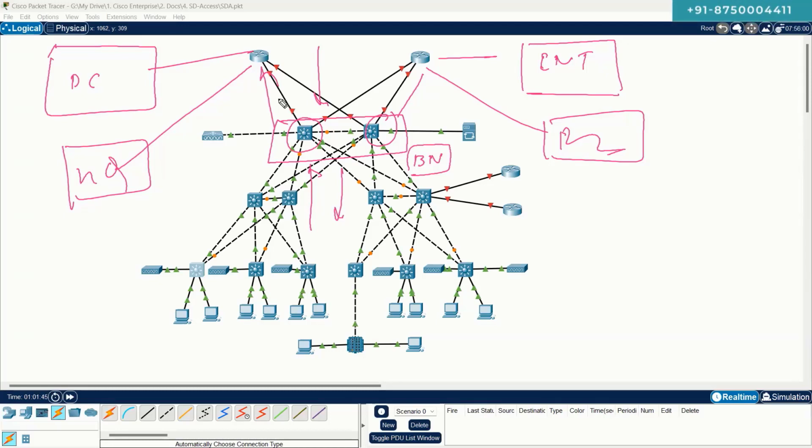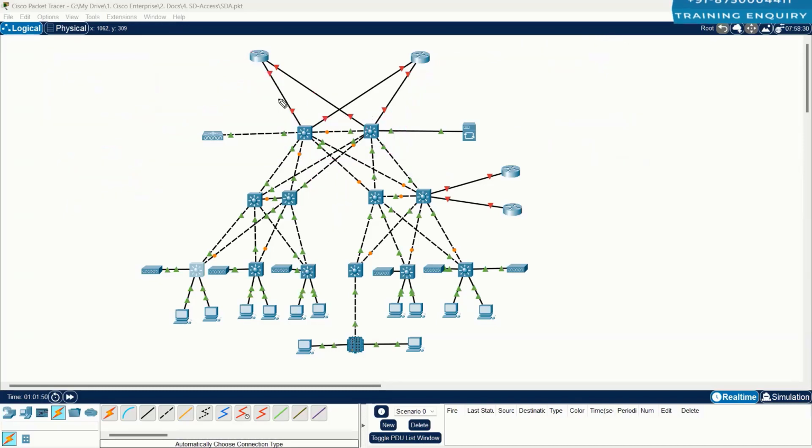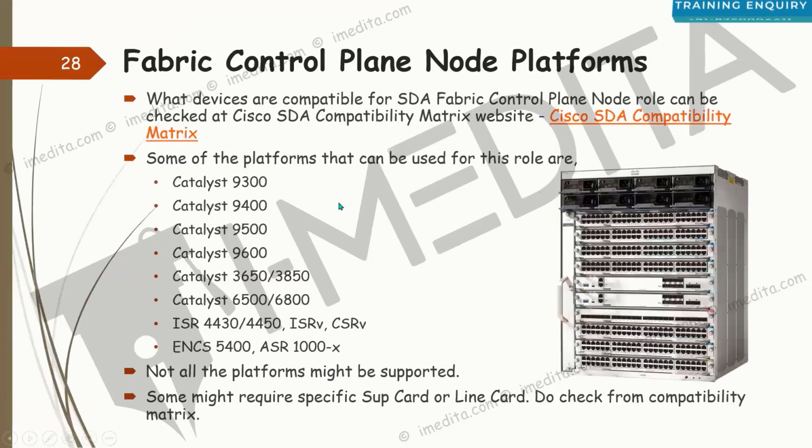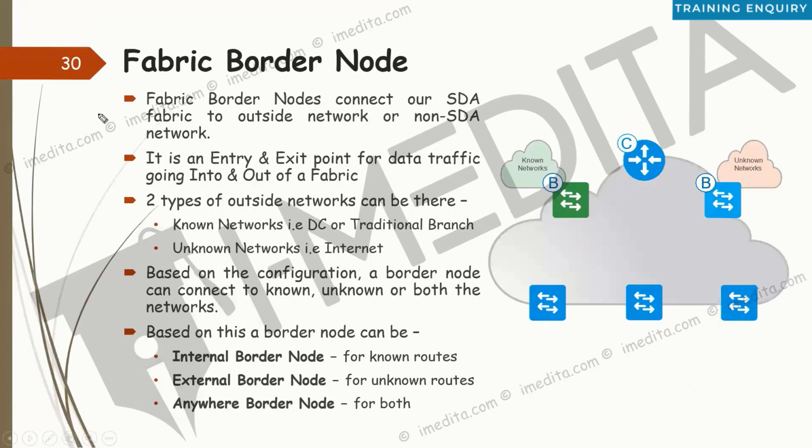Fine. Now, there are 3 types of border nodes that we can set. What is the border node? The fabric border node connects our SDA fabric to the outside network or non-SDA network. It is the entry and exit point of the data traffic going in and out of the SDA fabric.